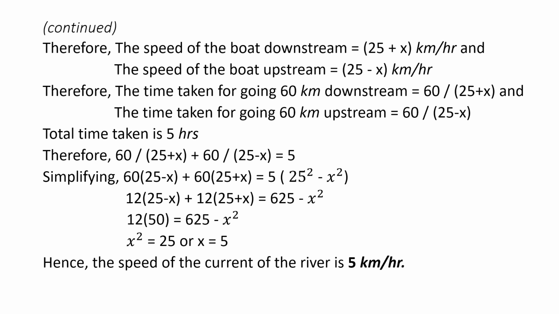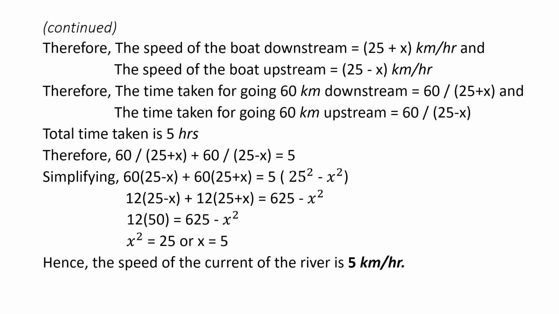Now again, time is distance upon speed. So it is given that 60 kilometers it goes downstream and then 60 kilometers upstream. So distance is 60 kilometers. So time taken for going 60 kilometers downstream will be 60 upon the speed, which is 25 plus x, and the time taken for going 60 kilometers upstream will be 60 upon the speed for upstream, which is 25 minus x. So it is also given that the total time is 5 hours going downstream and upstream, total time.